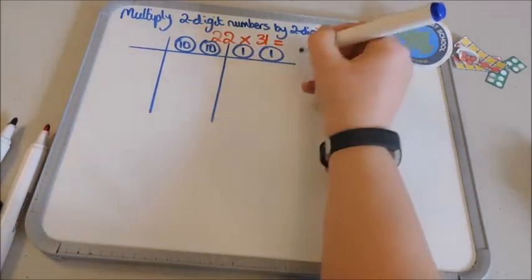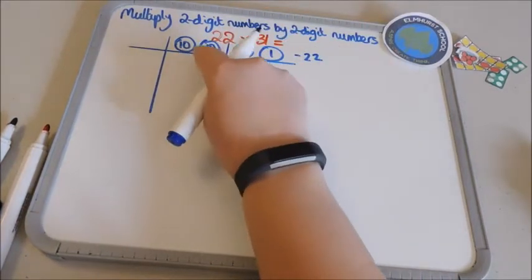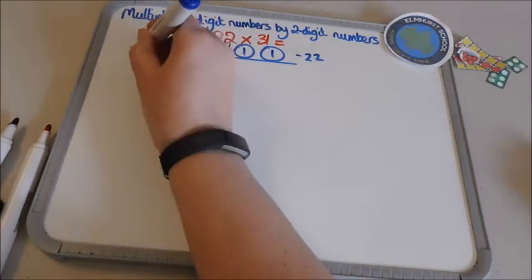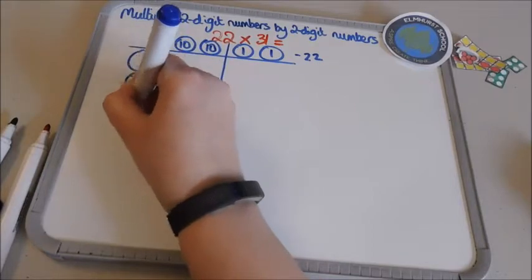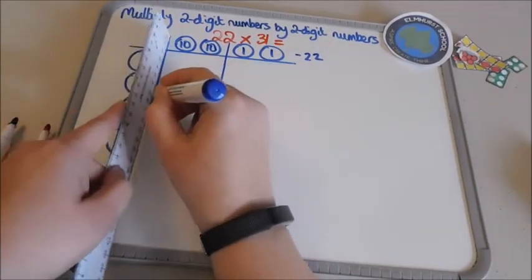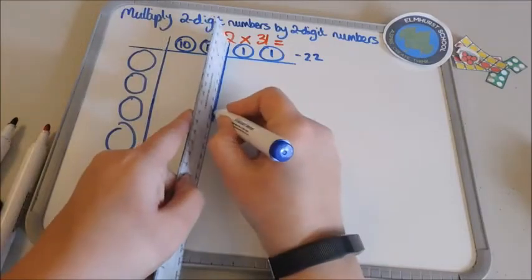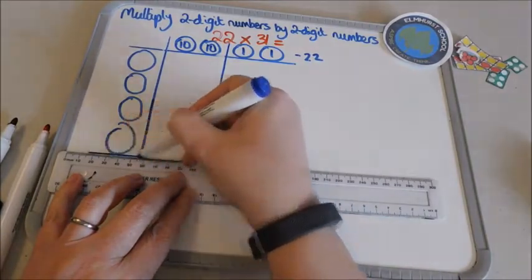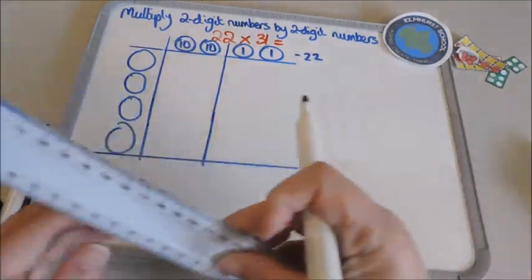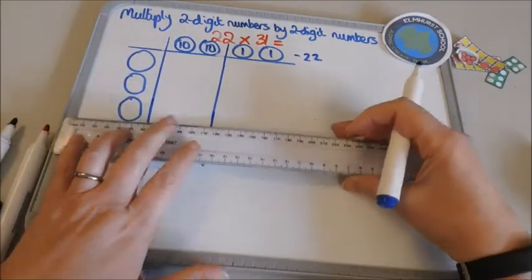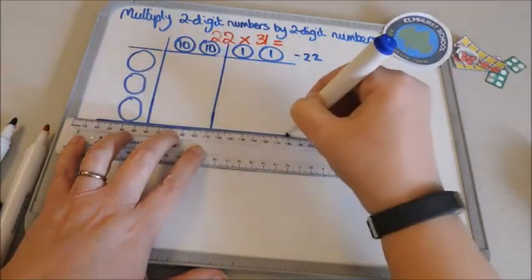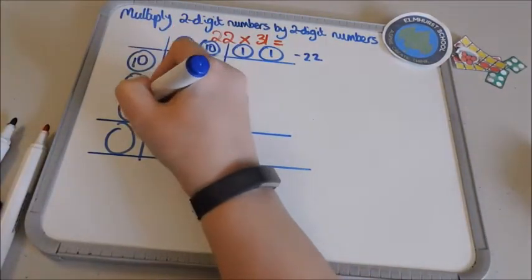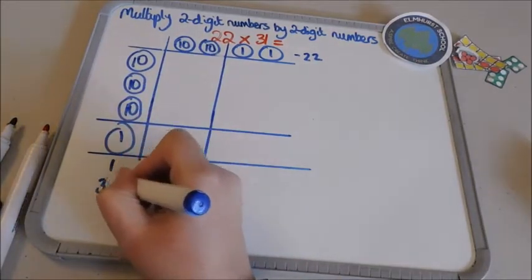This one here is showing me my 22. There's 2 tens, 2 ones. And down this side I'm going to have my 31, so I'll extend these lines. There's my 30. So that is showing me my 31.